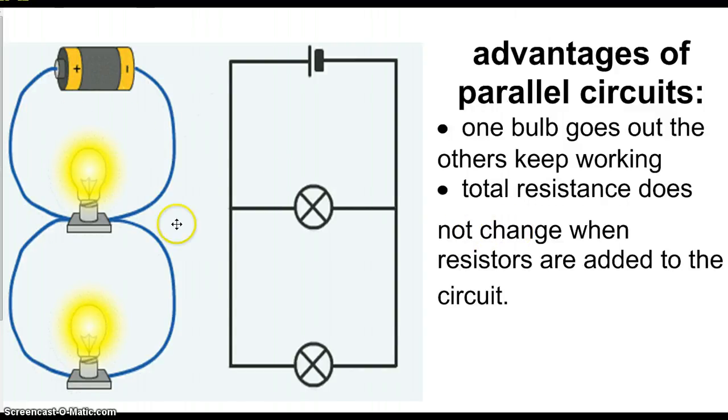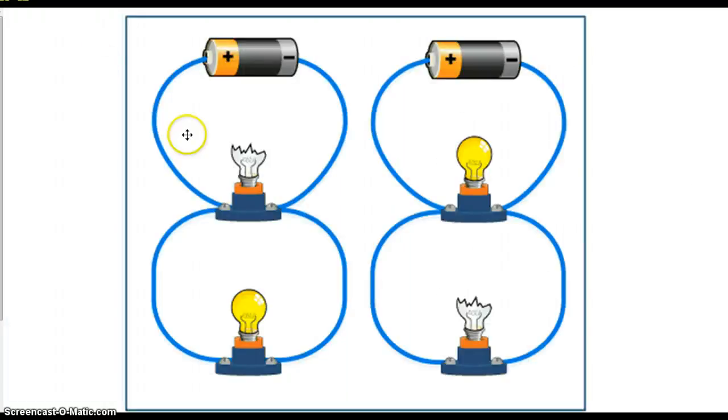Here is a picture, and here's a drawing. Okay? Again, light bulbs, circles with an X, and our battery symbol. So, to illustrate some of the advantages, if one light bulb goes out, the other keeps working. It does not matter if there are light bulbs out. The other bulb that is not broken will still keep working.